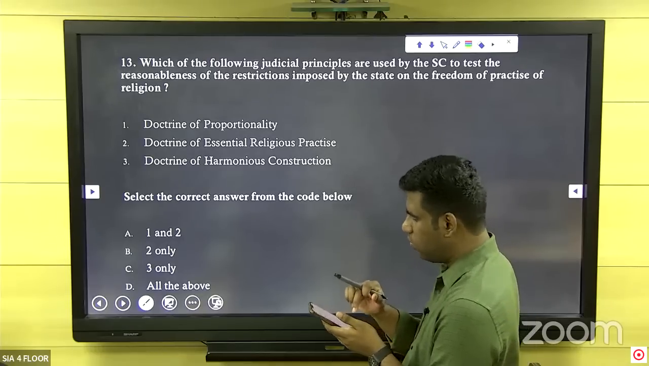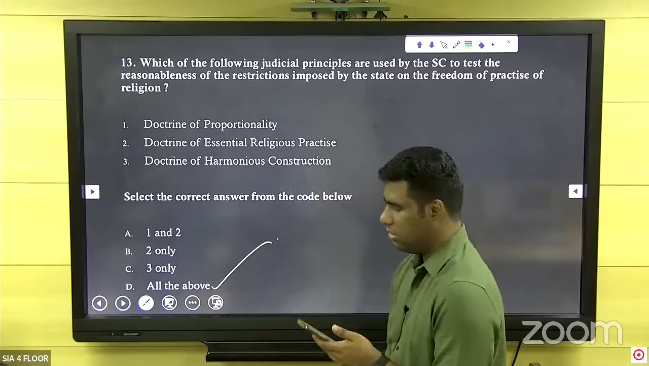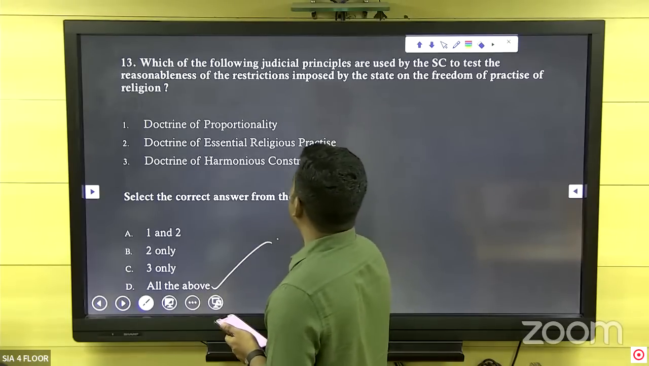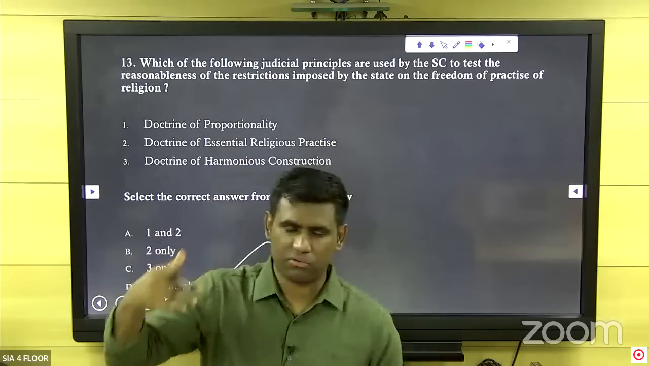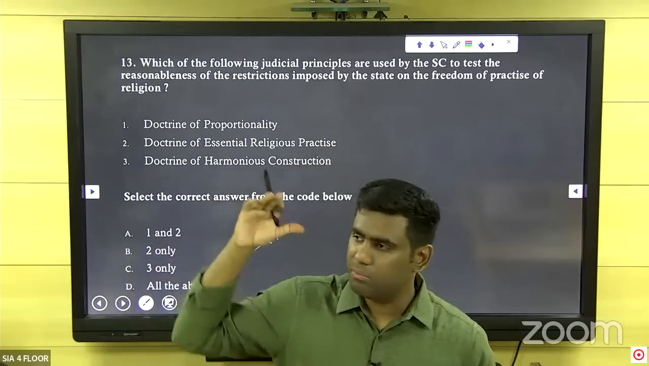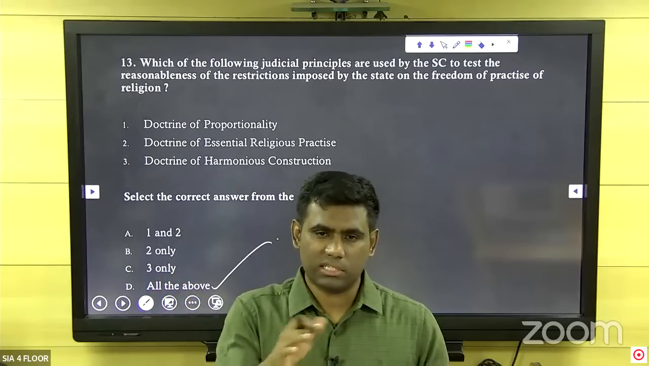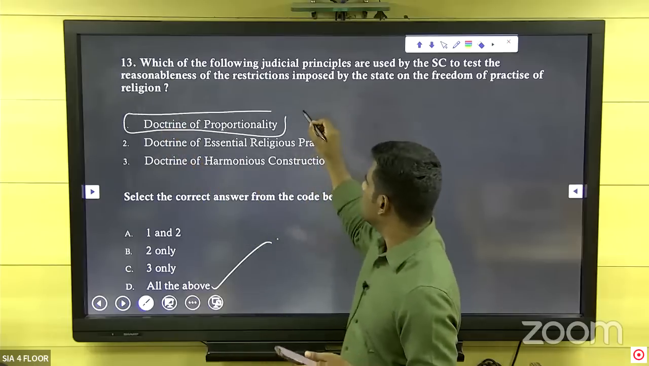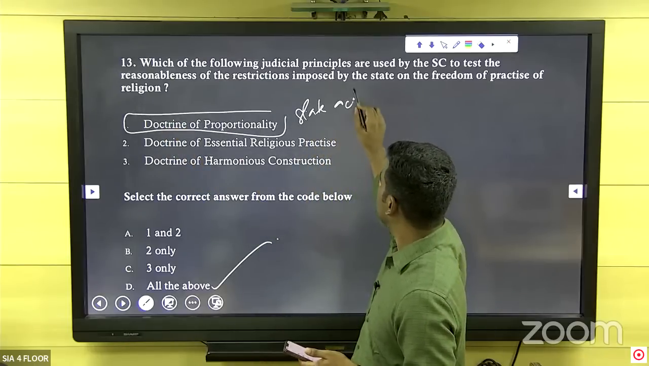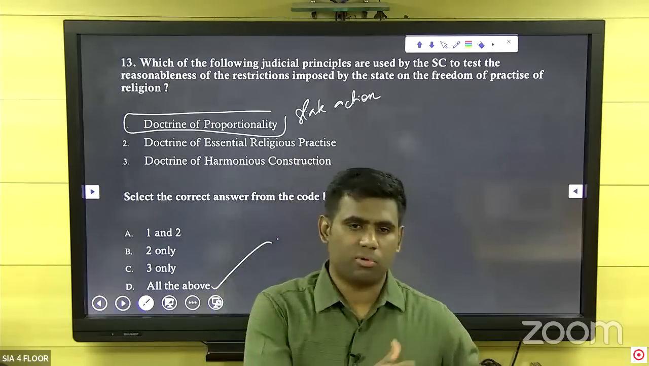Okay, all those who have gone with D, you're all correct. Okay, because you see, judiciary has come up with all these principles in a lot of different cases. Okay, those are all principles to test state action, whether the state action is correct or not. Okay, what is doctrine of proportionality? That is, a state action should only be proportional to the problem.